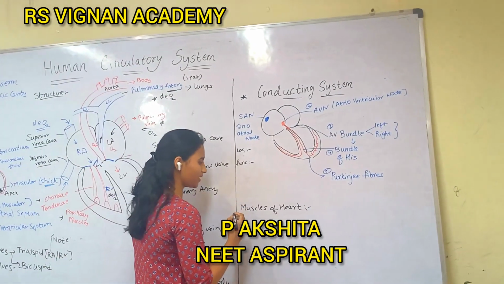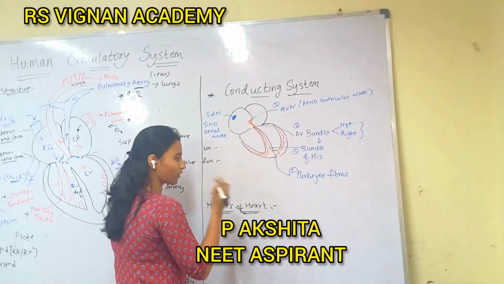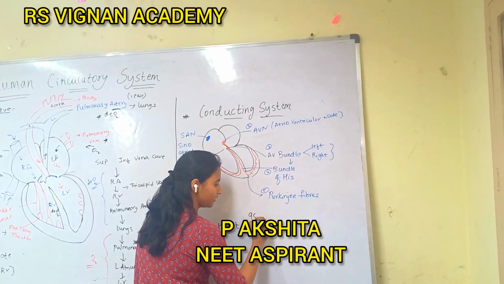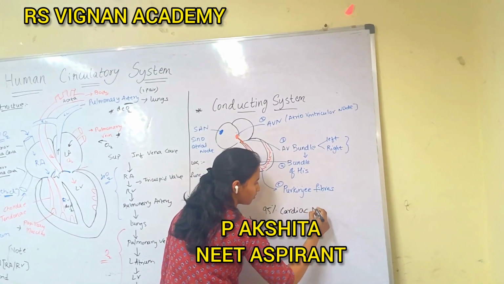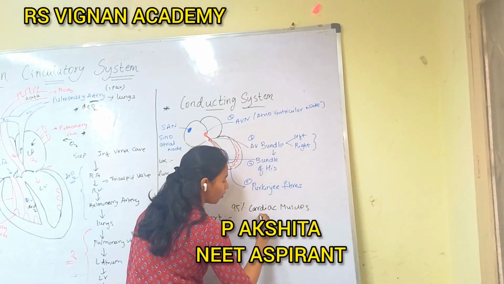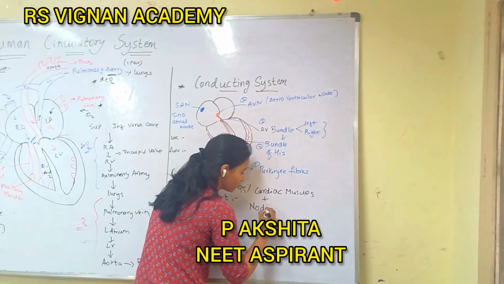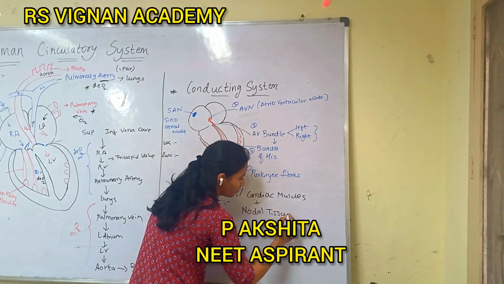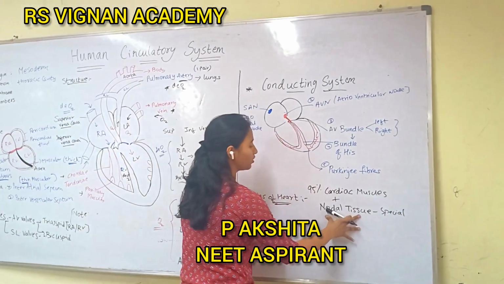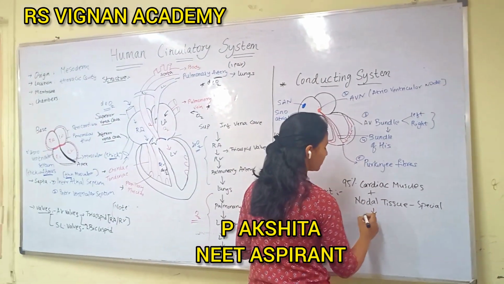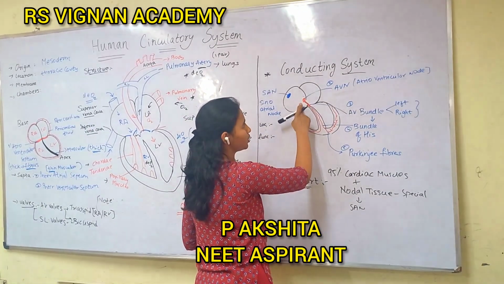Now we'll see the muscles of the heart. The heart is mostly, 95%, made up of cardiac muscles. Along with cardiac muscles, there are special muscles called nodal tissue. Now these nodal tissues consist of the sinoatrial node and the atrioventricular node.